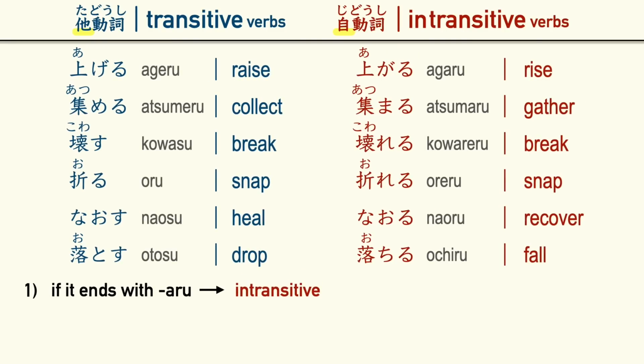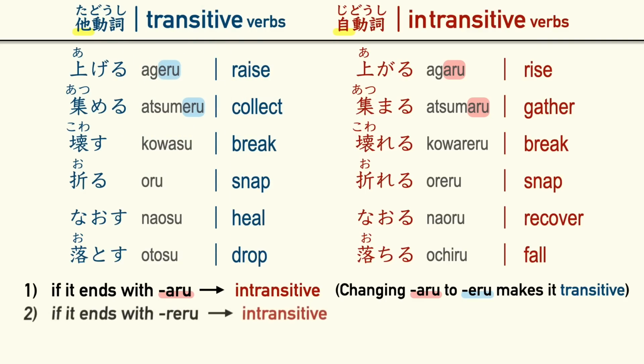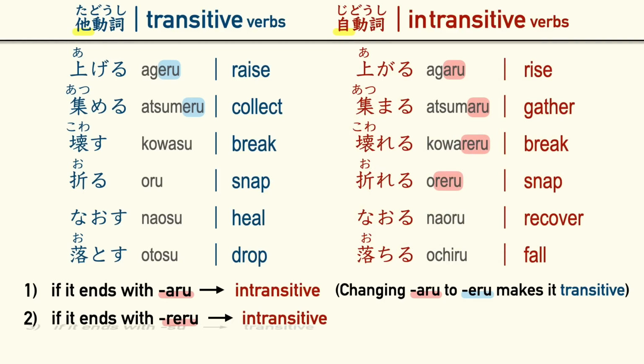1. If it ends with ある, it tends to be intransitive. And if you change the ある to 得る, it often becomes transitive. 2. If it ends with れる, it tends to be intransitive. And 3, if it ends with su, it's transitive. Again, these are just general trends. At the end of the day, you just have to memorize them. Yeah, I'm so sorry.